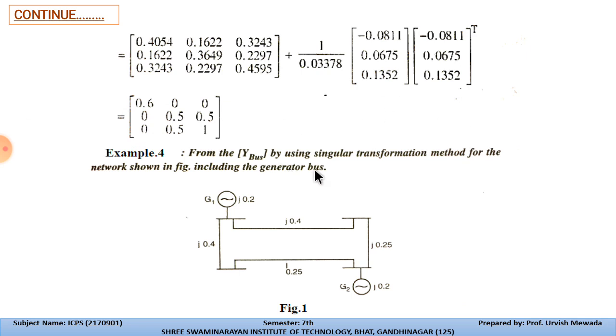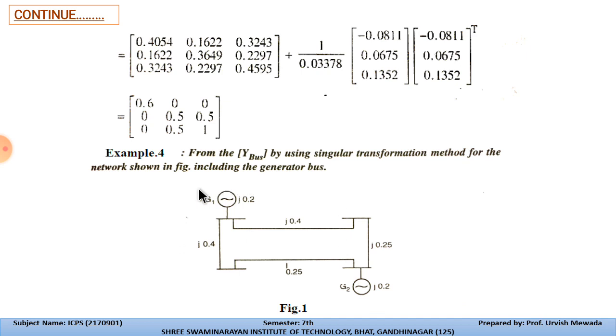Let us discuss example number 4. In this example, from the Y bus, using the singular transformation method, for the network shown in this figure, including the generator bus. So this is bus number 1, 2, 3 and 4. With bus number 1, generator 1 is connected. This is generator number 2, which is connected with this bus, and these are the links between each bus. The impedances of each link and the generator itself are shown in this diagram.